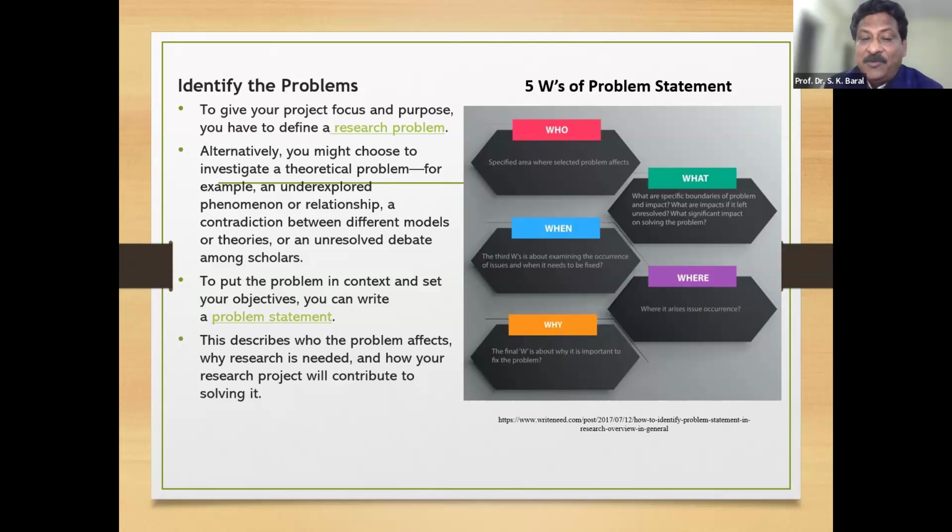And why you are making all those things. The last W: why are you making this? You are making this because it is important to fix the problem, for you, for society, for the purpose of the problem you have taken in your research, in your thesis. Because if the problem statement becomes weak, then you will lose the logical progress of your thesis writing.